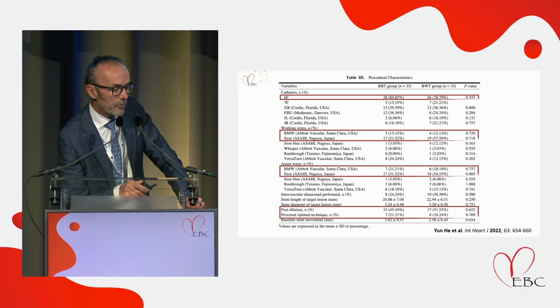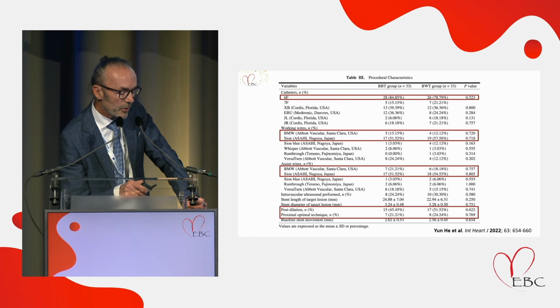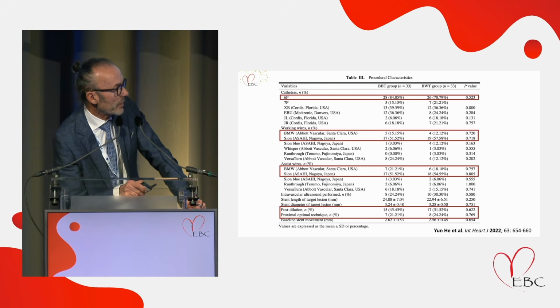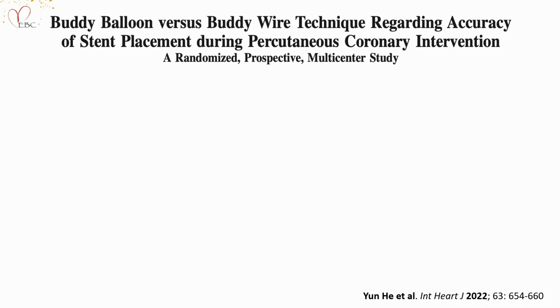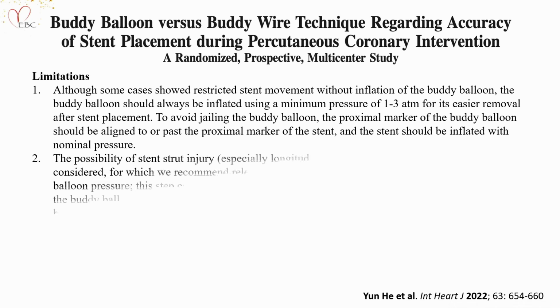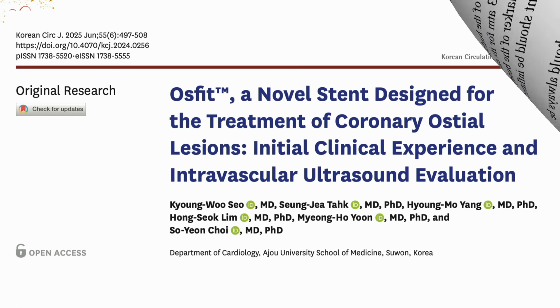What did they use? 6 French guiding catheter, 90%, B&W for the first wire, B&W, dilated, post-dilated in 50%, and the POT in 20%. So the population is ostial LAD stenting. All the limitations, you can go to read the paper about the limitations.